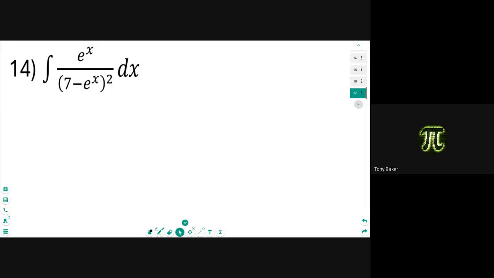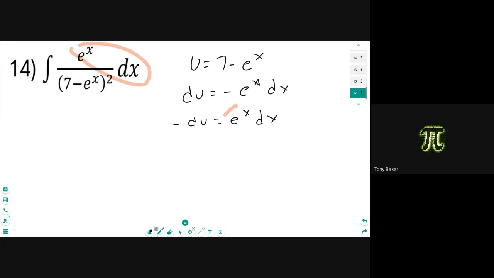All right. What about this one? The last one before we went on vacation. This is a u substitution. What's the thing that's annoying? Yeah. So we're going to make that u, and then we do the du of it, which is going to give me negative e to the x dx. So I can move the negative sign over because I have e to the x dx.